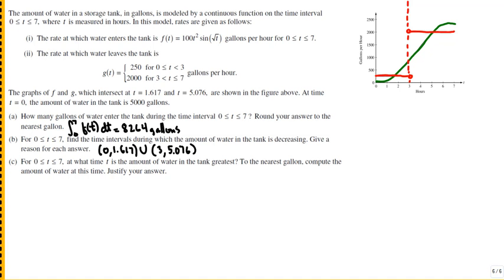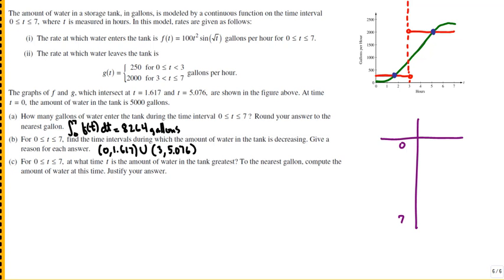We know that to find the maximum amount of water, we would either look at endpoints or at critical points. Our endpoints are pretty straightforward: they're at 0 and 7. Our critical values are going to be at the places where the derivative is equal to 0, or where the derivative changes sign, and our derivative overall is the entering minus the leaving.